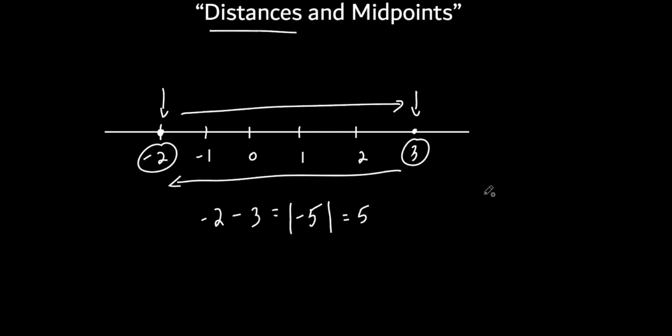So does it matter what order we subtract them in? Not really, as long as you do what at the end of it? Just make it positive, right? And that's by using the absolute value.